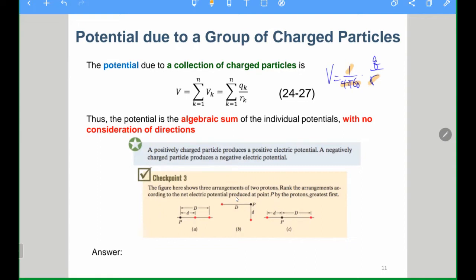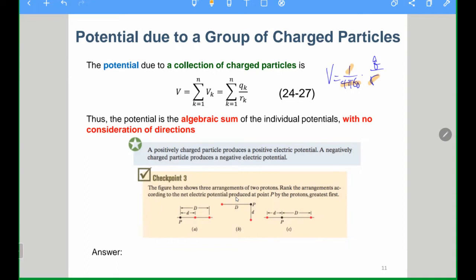Okay, checkpoint 3. The figure here shows 3 arrangements of 2 protons. Rank the arrangements according to the net electric potential produced at point P by the protons, greatest first. So which is bigger? You can answer in the chat room. If you are correct, then I'll mark it down for your attendance rate.